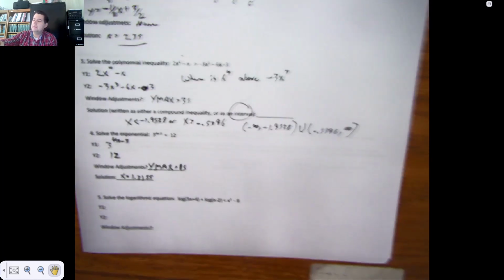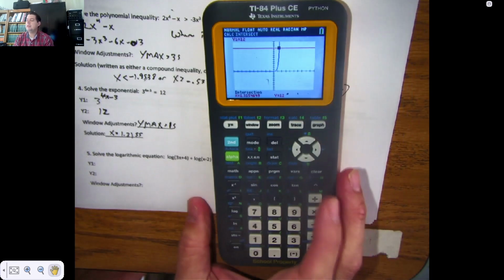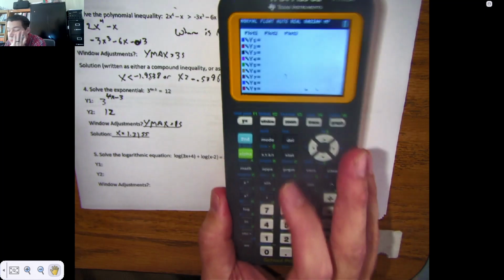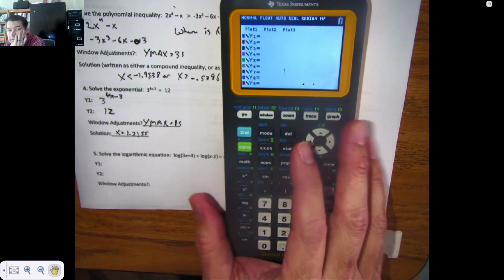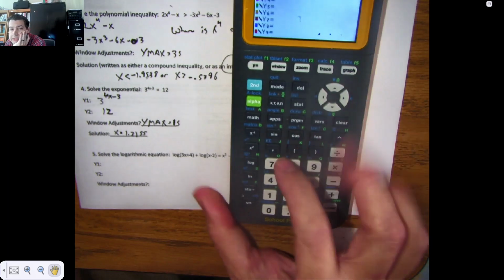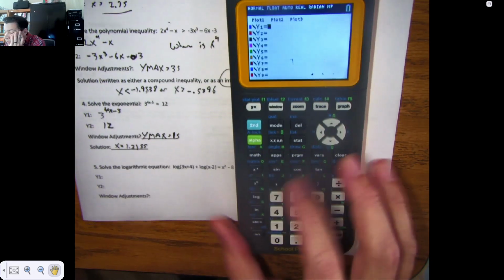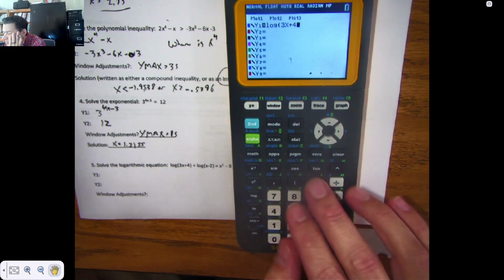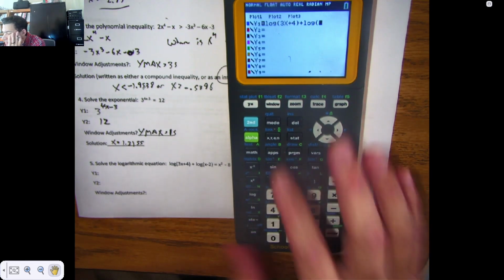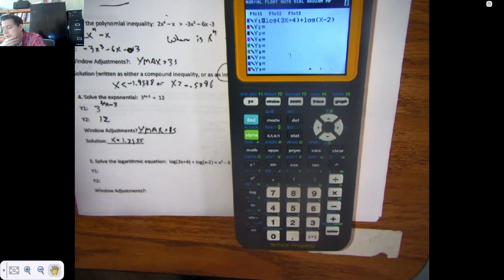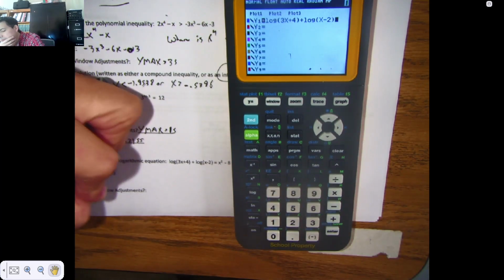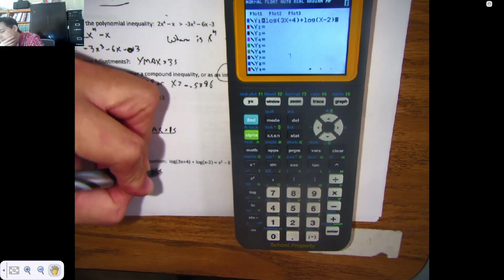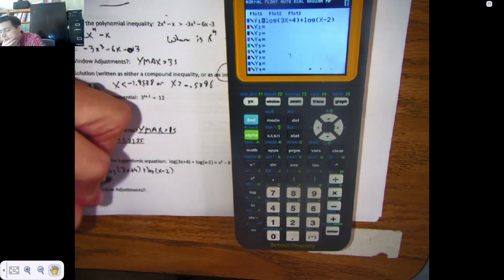Number 5, solve the logarithm equation. So we will be doing logarithms in January too. And a TI-84 is great for those of you who just cannot get the algebra down. But there is a log button. If you look right next to the 7, you'll see it, LOG. Log of 3x plus 4 plus log of x minus 2, in y1. I should write that down. And in y2, x squared minus 8.